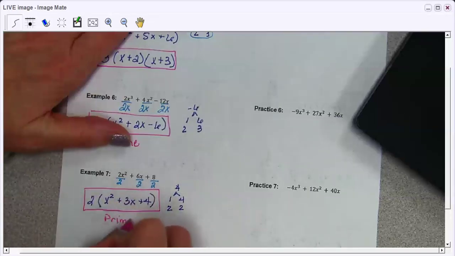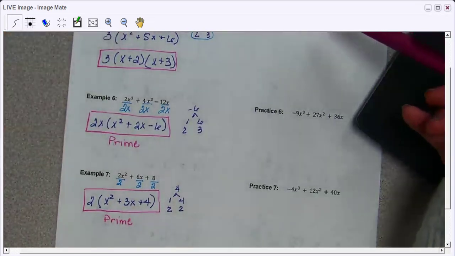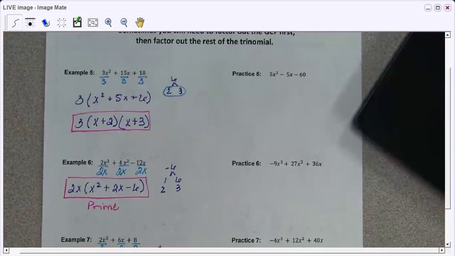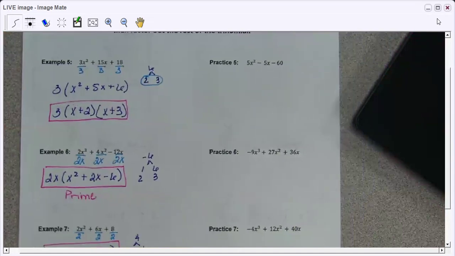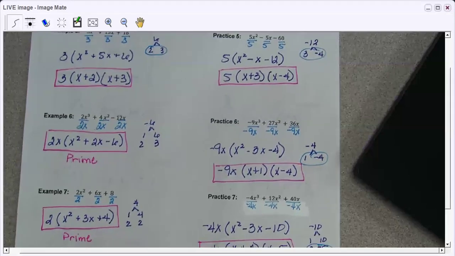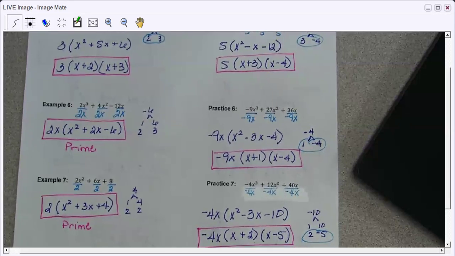Okay. What I would like for you to do is go ahead and do the last four on your own, and then we will come back and check these. So I'm going to pause the video, and when we come back, you will see the answers on the screen. Okay, so here's practice 5, 6, and 7. Any questions on those?